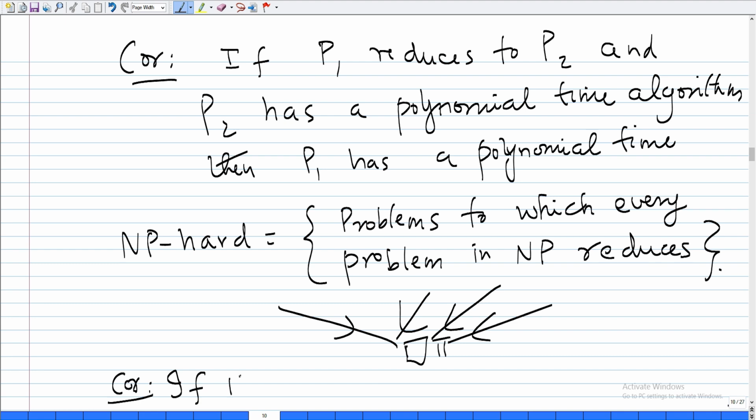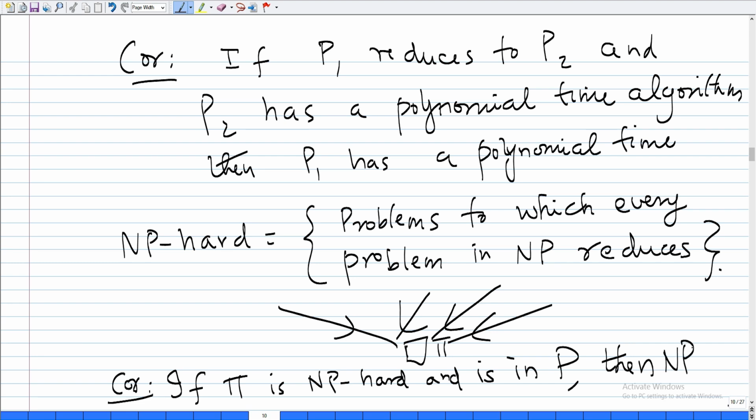If pi is NP hard and is in P, then all problems in NP are in P. Very good, right? We have solved that conjecture. That conjecture, whether this containment is strict or whether this containment is true, is an open problem. And one way to solve the open problem is to pick an NP hard problem and give a polynomial time algorithm.